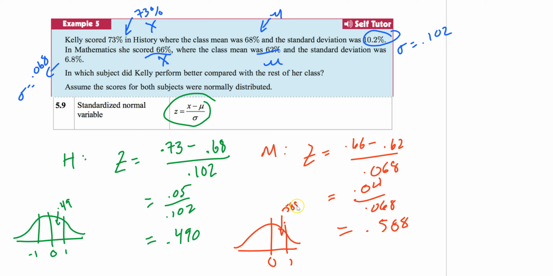0.588. She's better in this case. Within both classes, she's actually better in math. So that's how you do the subject score. Again, about the same, but based on the class average and the class standard deviation, she's doing a little better in math than she is in history compared to everybody else. And that's kind of it for standard normal until the next video.